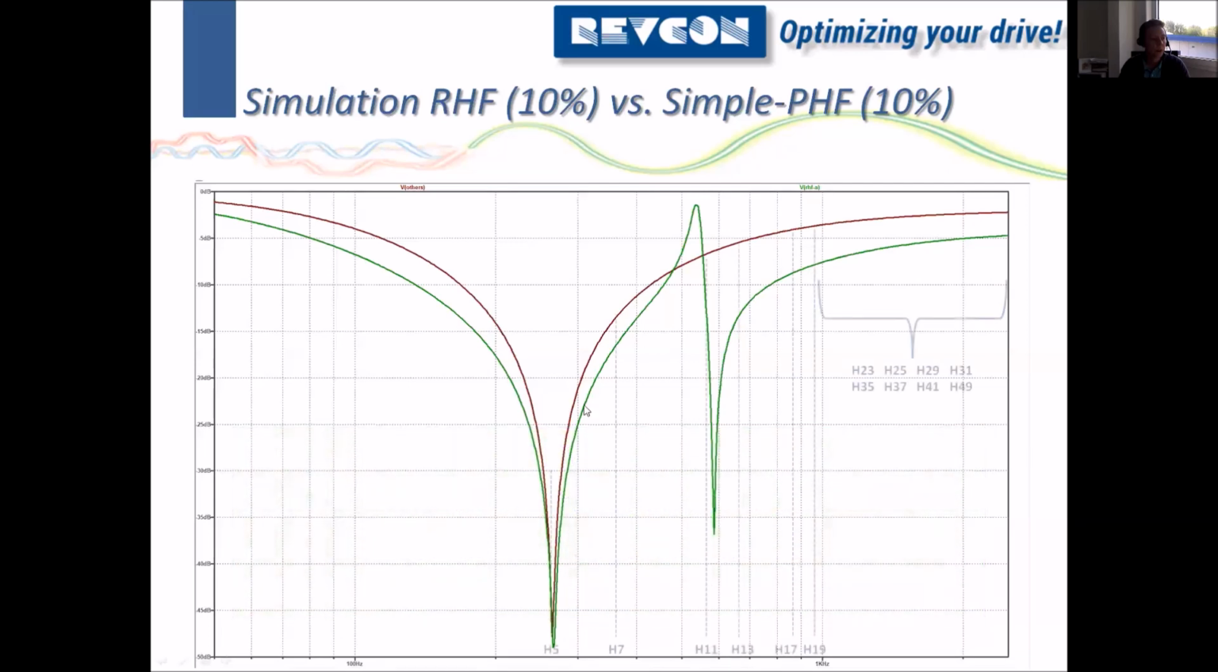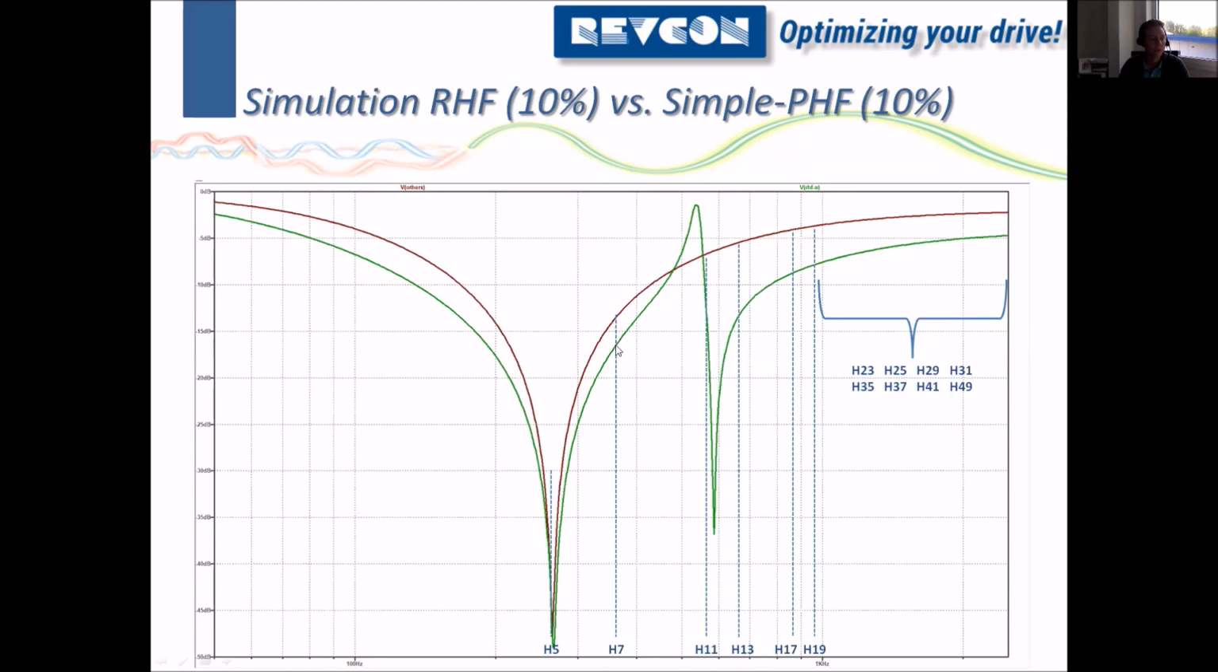Okay, so where are the harmonics on this? On the x-axis, we can see the frequencies. This is the 5th harmonic. This is the 7th harmonic, 11, 13, 17, 19. Looking at the 5th harmonic, which is the first relevant harmonic in a 3-phase supply, this is more or less the same, no matter if you use a simple solution or an RHF solution. This is the same effect on the harmonic.